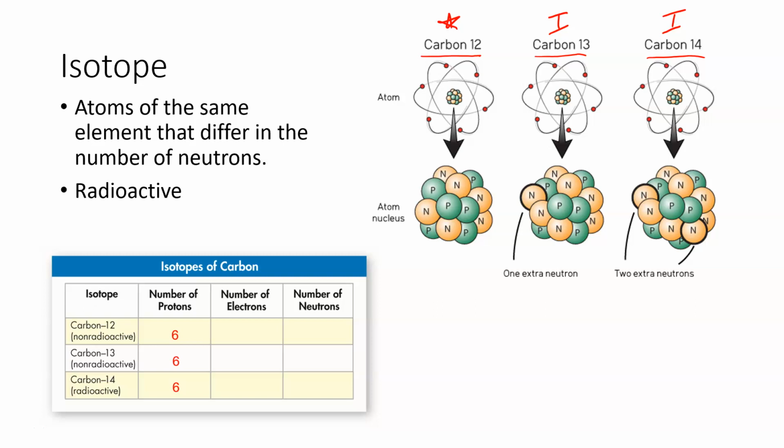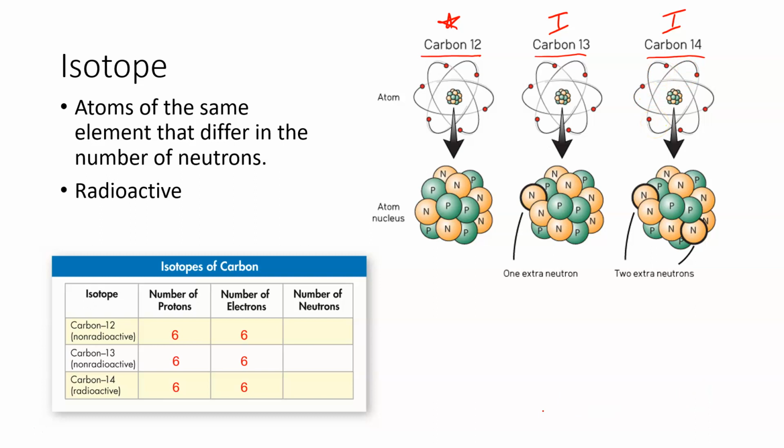When you look at the number of electrons, obviously the electrons aren't shown on this nucleus diagram, but when you look at the atom, it has 1, 2, 3, 4, 5, 6 electrons. So carbon-12 has 6 electrons. When you go to carbon-13, it too has 6 electrons. And when you go to carbon-14, it too has 6 electrons.